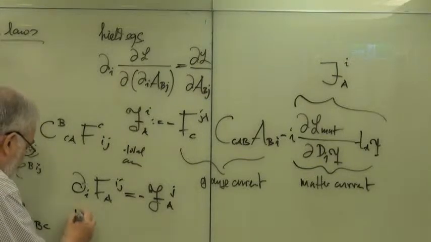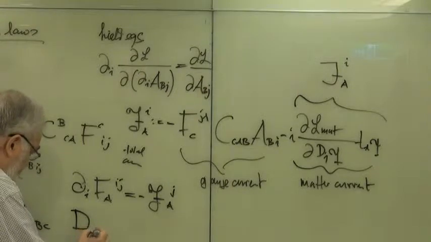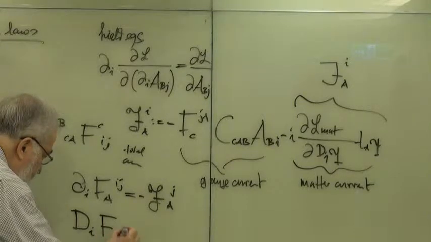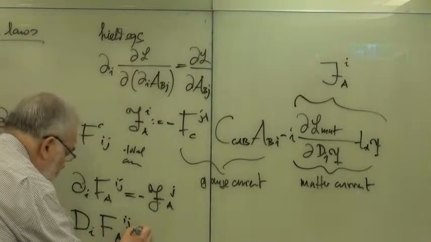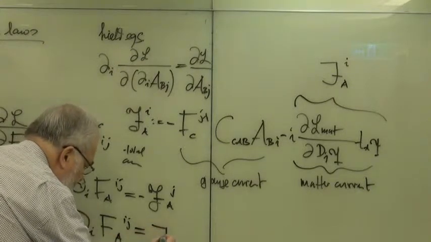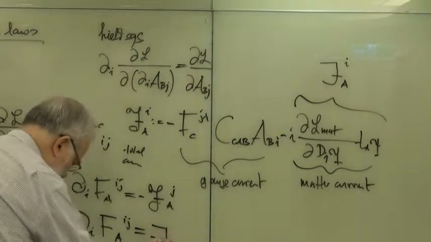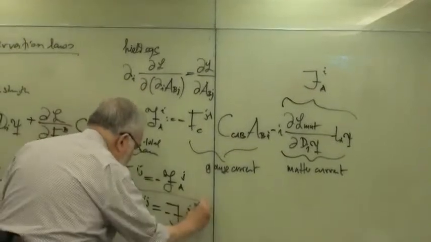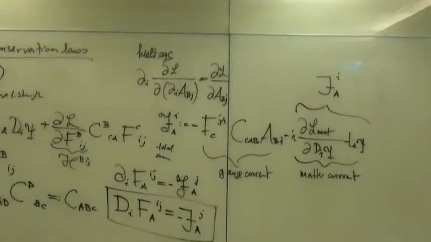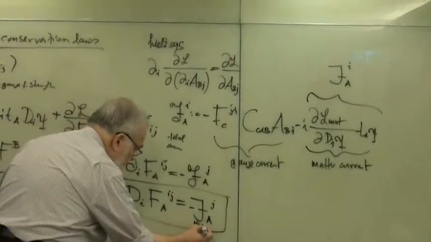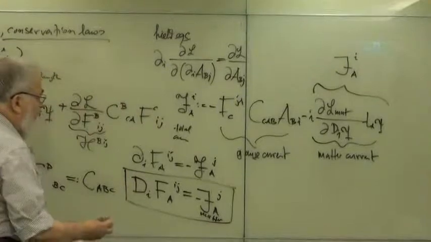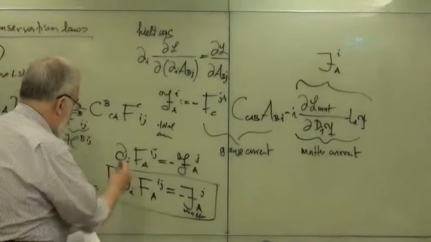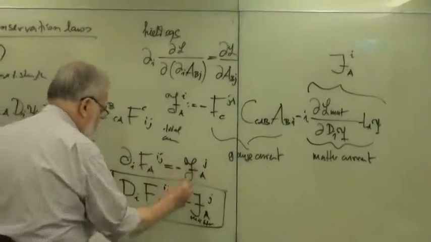So then you can rewrite the field equation with the gauge covariant derivative: D I F A I J is equal to the matter current J minus J times A I. So this is the Yang-Mills field equation. This is the matter current, and this is the Yang-Mills equation if you have here the total current.